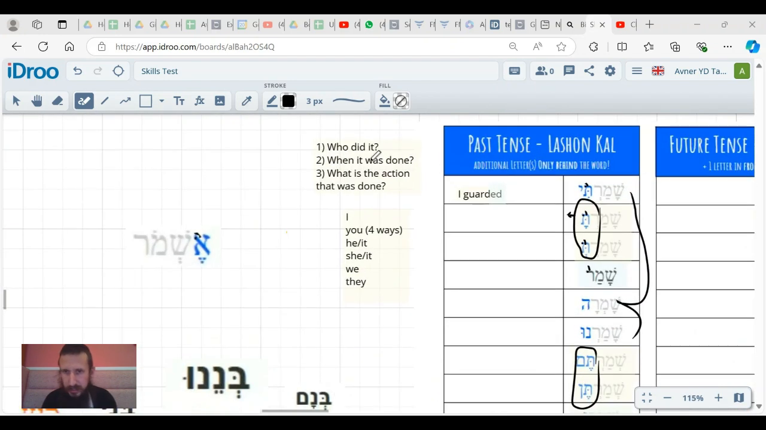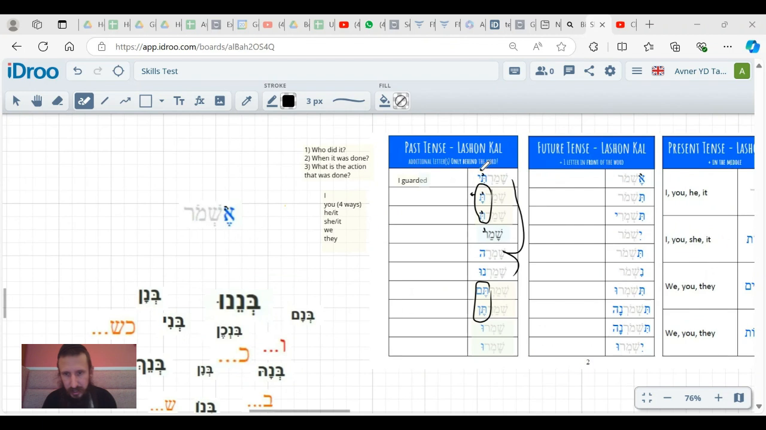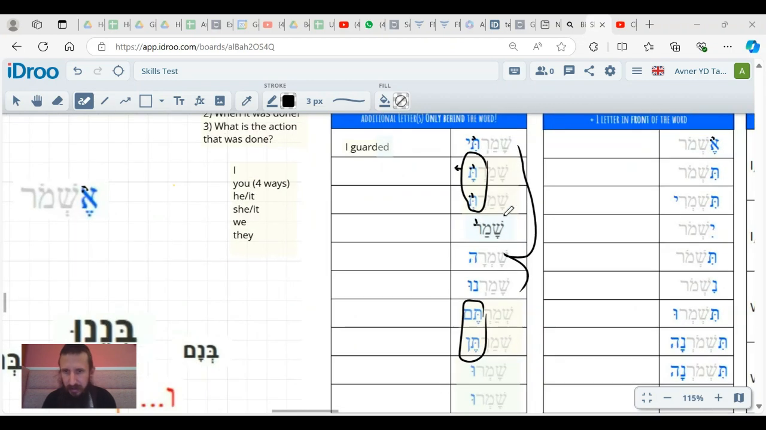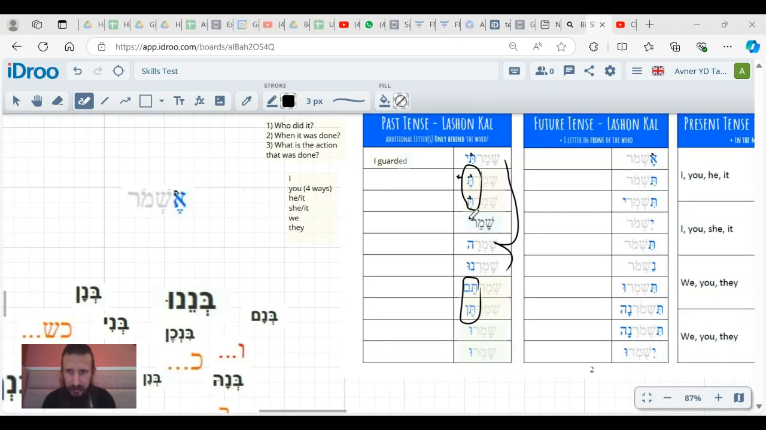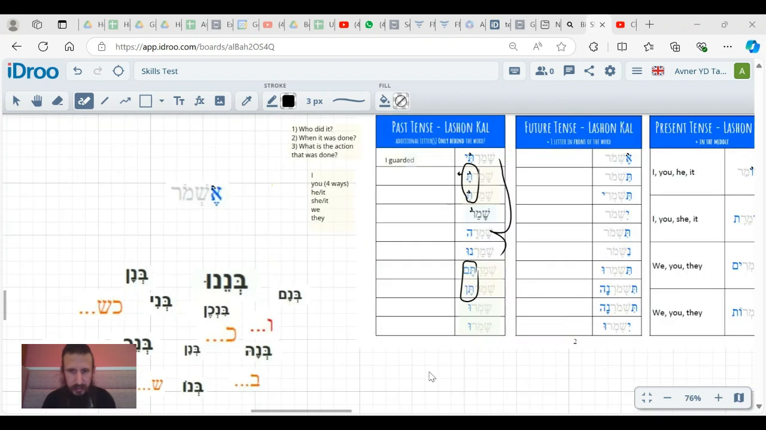So again, let's just go through it with the past tense. You have to know who did it, when it was done, and what action was done. Past tense, as long as the letters are in the back only, we're not yet getting to the Vav Hipuch, but as long as the added letters are in the back only, then you know it's past tense. Versus if it's just the letters of the verb itself, then you also know it's past tense for he. And that is the order, and those are the ways to remember it. We'll do the future tense in a second.